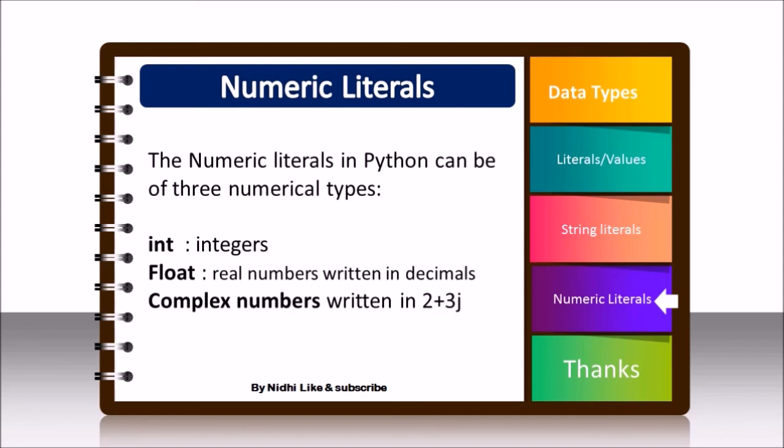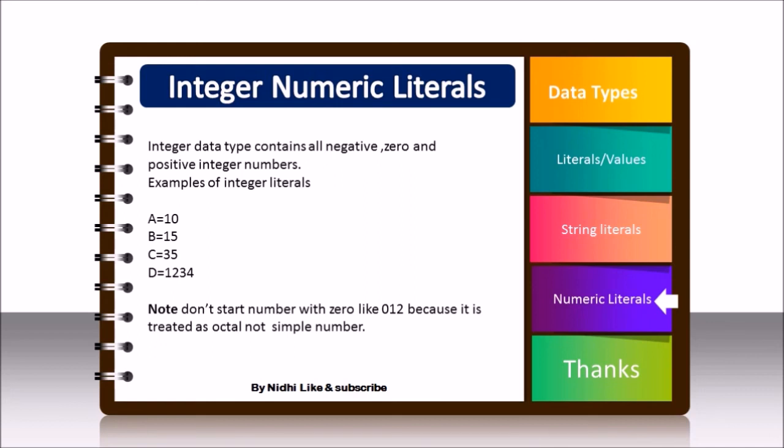See here, integer data types contain all negative, 0 and positive integer numbers. Valid examples are given here: a equals 10, 15, 35, 12, 34. These are valid examples of integer literals. The names of the variables a, b, c, d are holding these values. Directly we can write 10, 15, 35. These are the integer values.